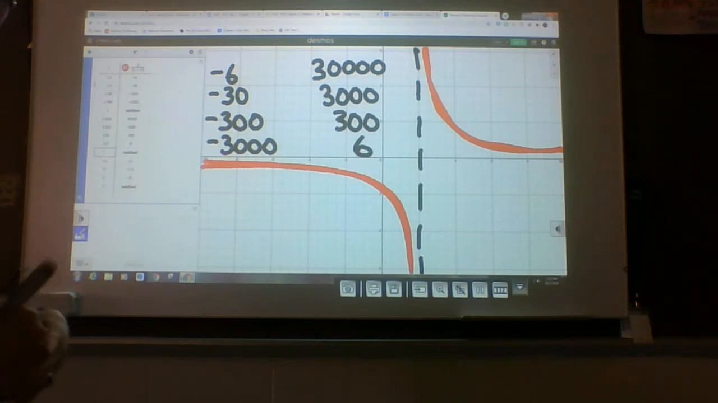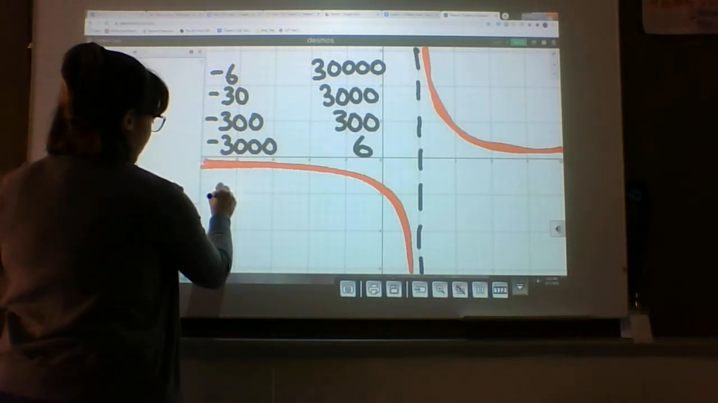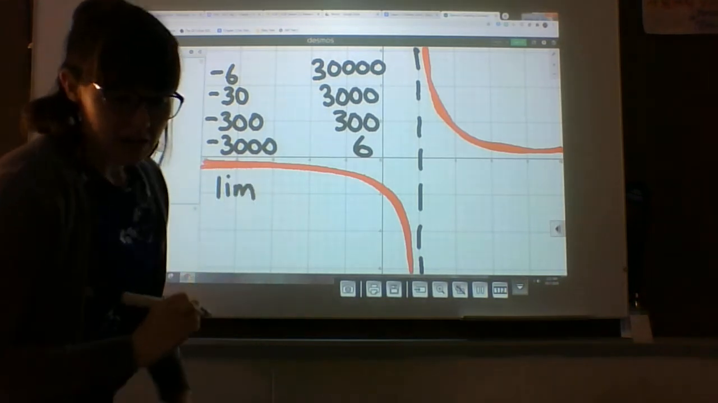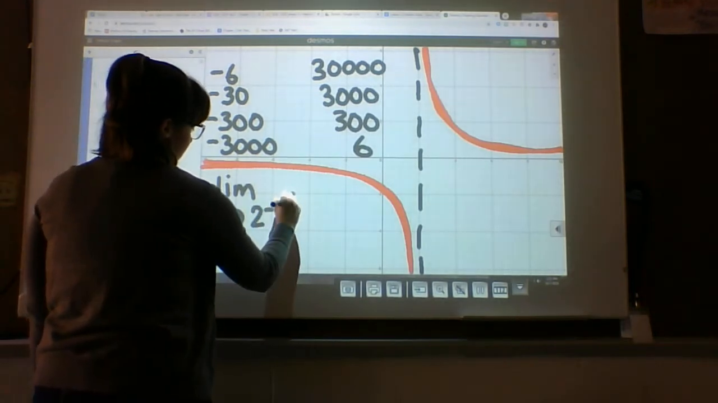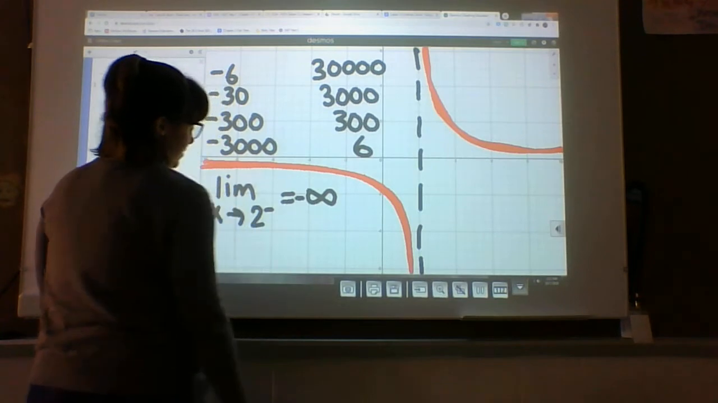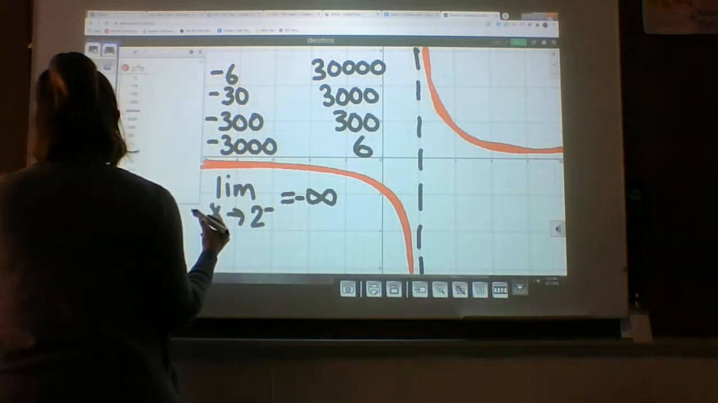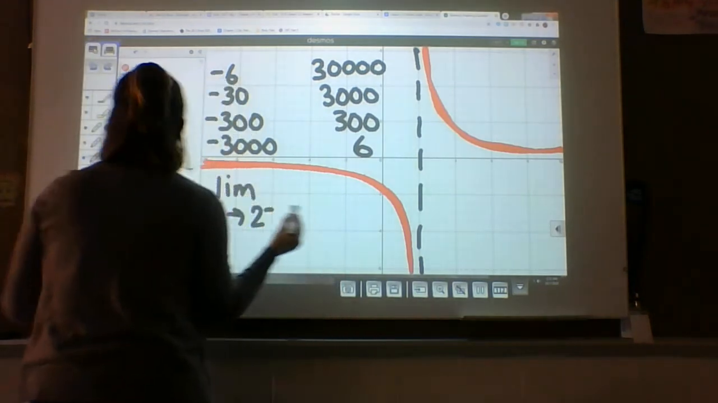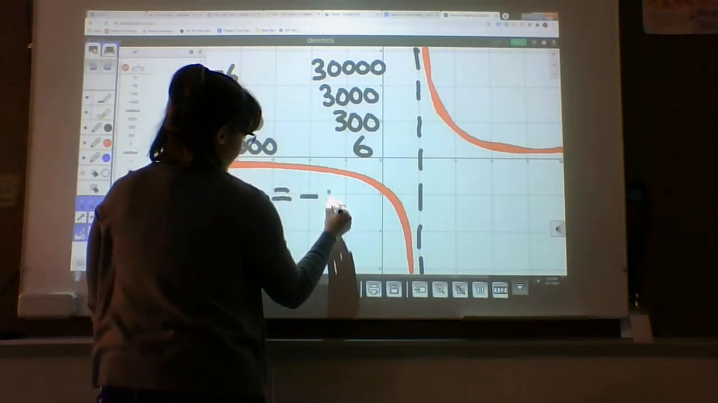Below the table, it says, what is the limit approaching from the left? Well, these numbers were from the left. And from the left, it's approaching negative infinity. When it says, what is the limit as x approaches 2 from the left, you're going to say that that equals negative infinity. I'll space that out a little bit so it's more obvious. So it equals negative infinity.